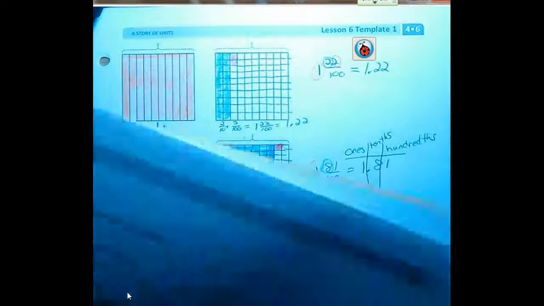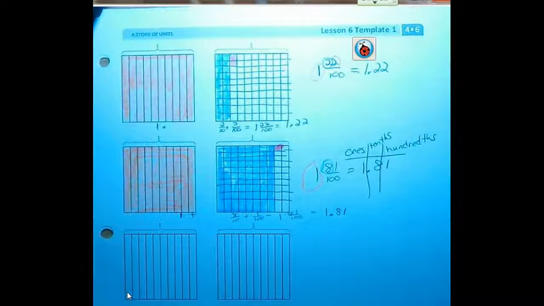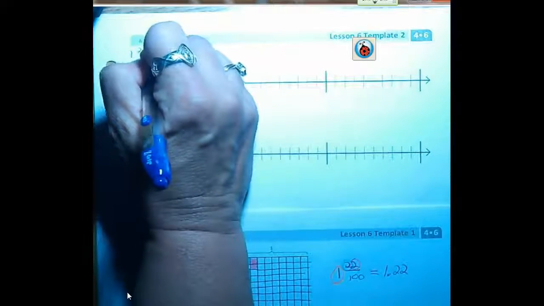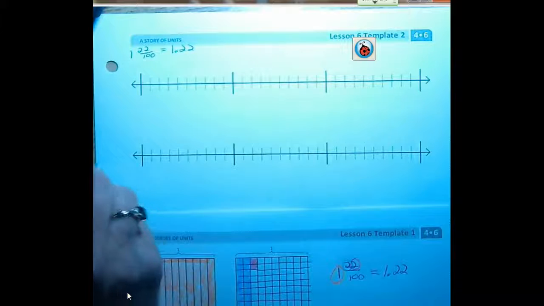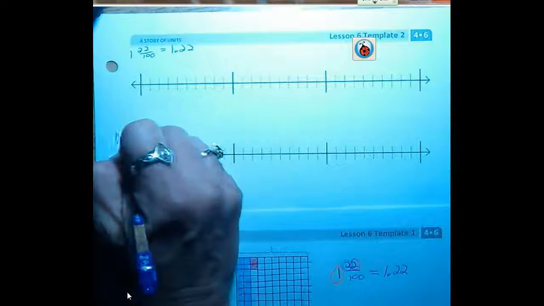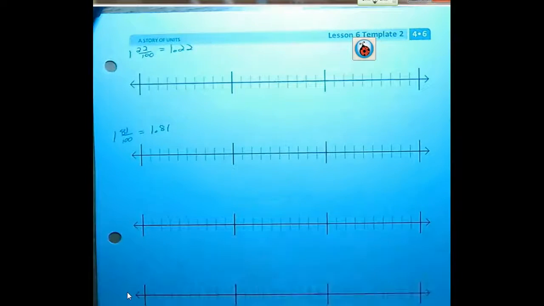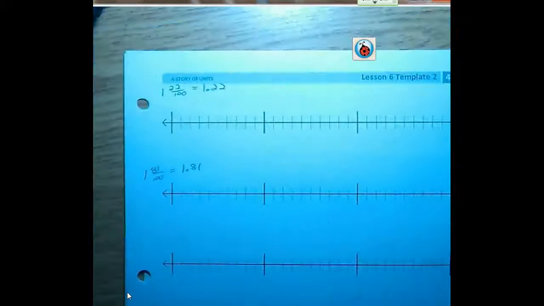Okay, now we're going to use that on a number line. So we're going to go ahead and move to Lesson 6, Template number 2, and we're going to use these same numbers. So this is going to be 1 and 22 hundredths, which equals 1.22. This is going to be 1 and 81 hundredths, which equals 1.81. All right, so now what am I going to do? I need to change this into a number line.